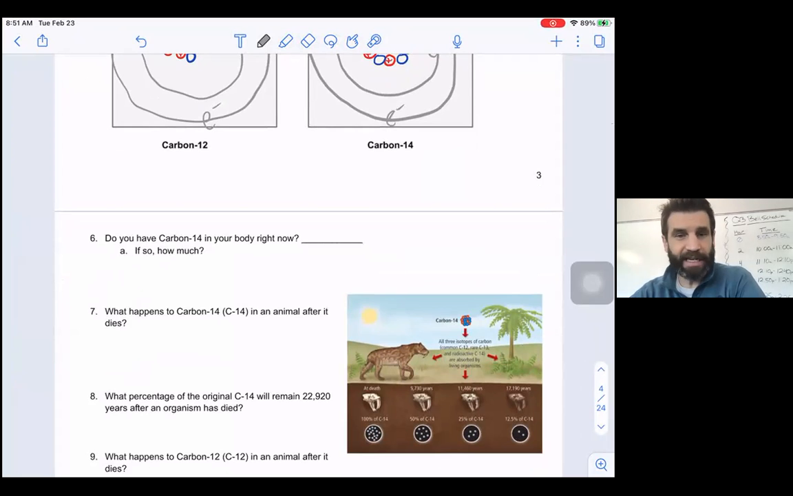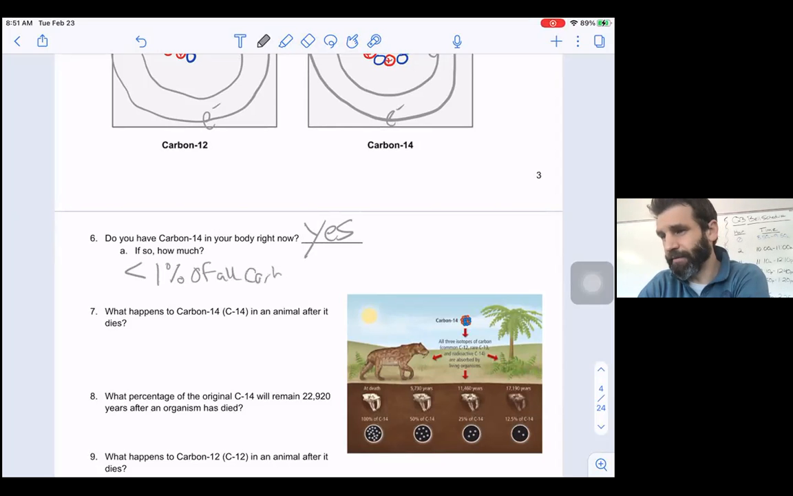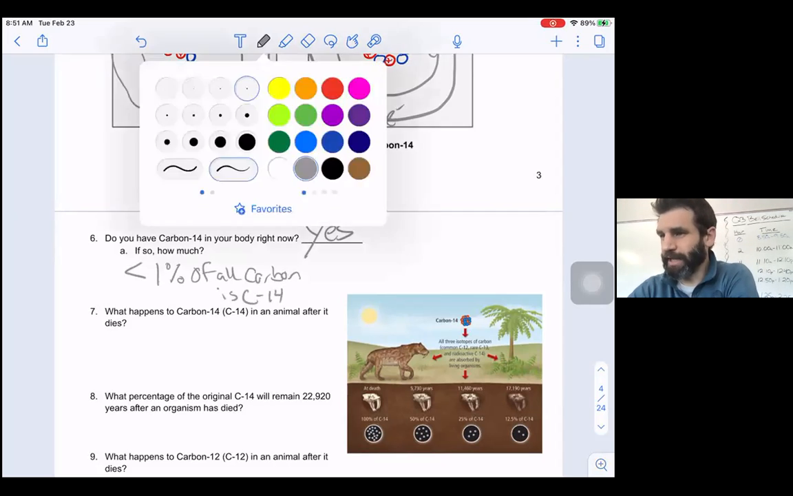So do you have carbon-14 in your body right now? Yes. If so, how much? Well, we could figure out the exact amount of carbon-14 as compared to the amount of carbon-12, but I'm going to say less than 1% of all carbon is carbon-14.